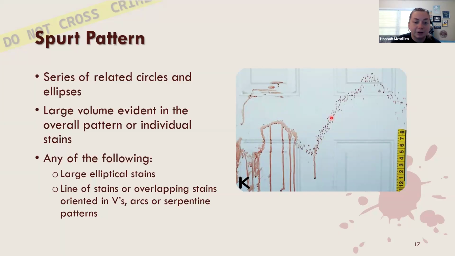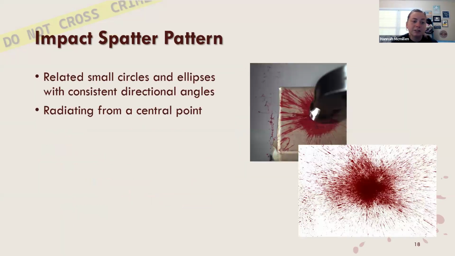So we can see that there are those elliptical and those circle stains. And then you can see some of those oriented V's here and here, and those serpentine patterns, like that S. Then going into impact spatter patterns, these are related small circles and ellipses with consistent directional angles radiating from a central point.